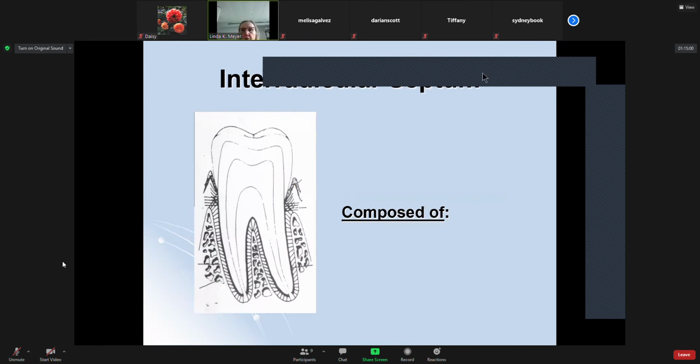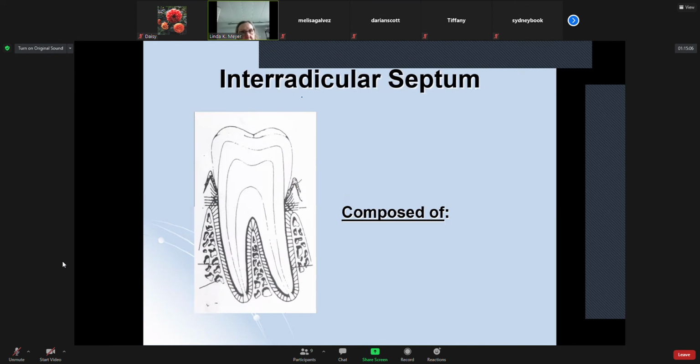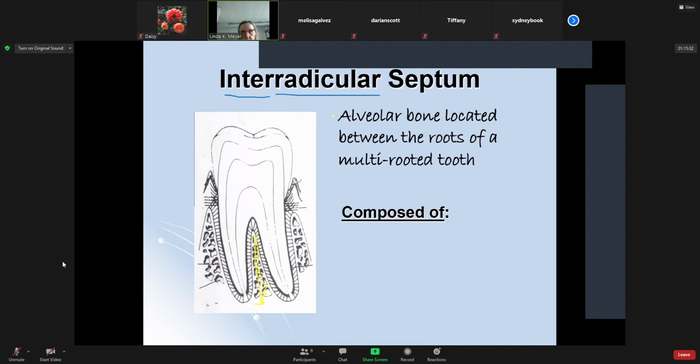Okay, a final area that pertains to the alveolar bone is the interradicular septum. And remember, radicular is the adjective for root, and inter is in between. So this is a section of alveolar bone that's located between the roots of a multi-rooted tooth. All of this in here is the interradicular septum.